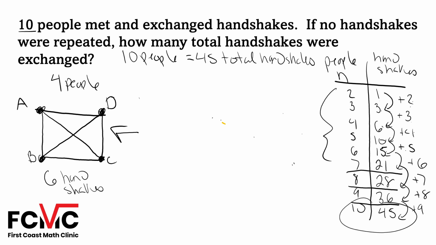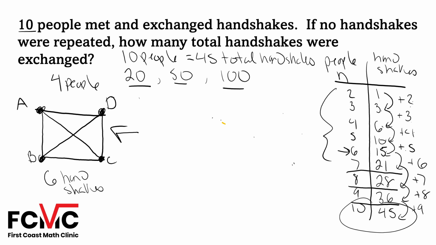Well, what if instead of 10 people, we were asked for maybe 20 people or 50 people or even 100 people? Now, if we were asked for this many people, it got really difficult to draw. It wouldn't be reasonable to draw 20 people or 50 people or 100 people, and even completing this table out to 20 or 50 or 100 would be really challenging.